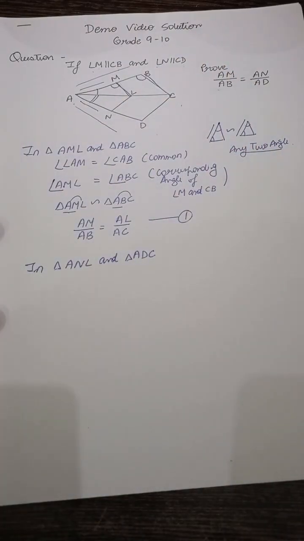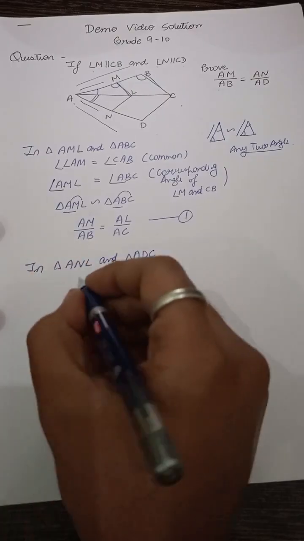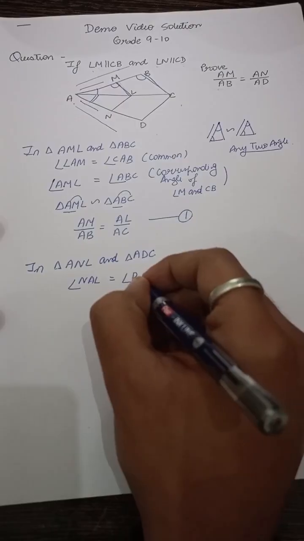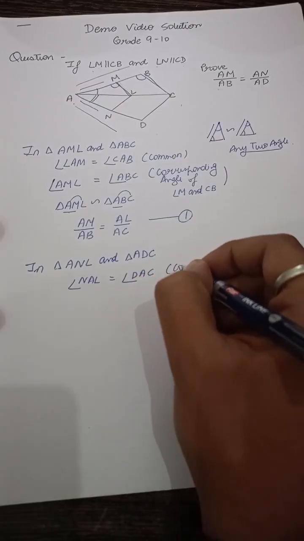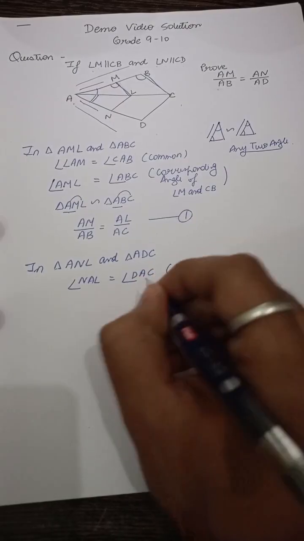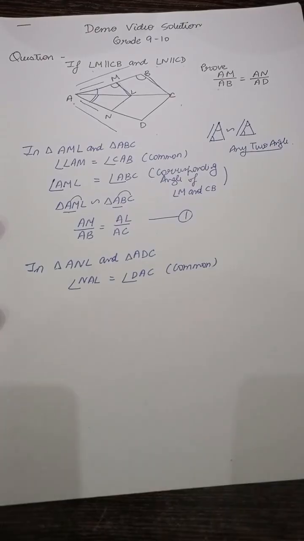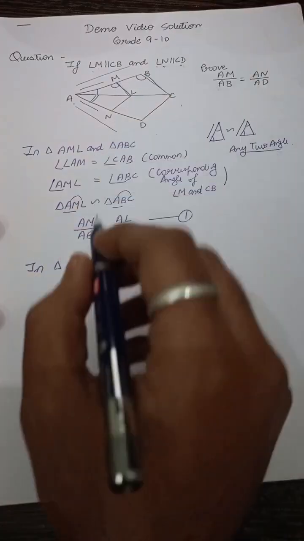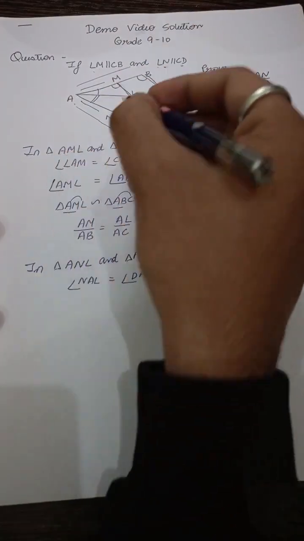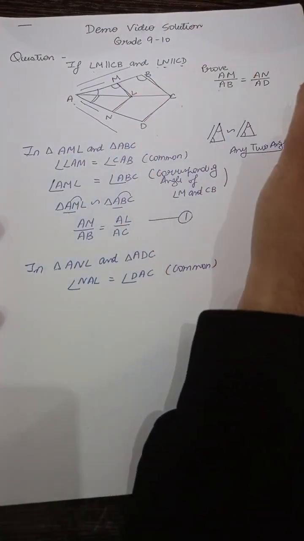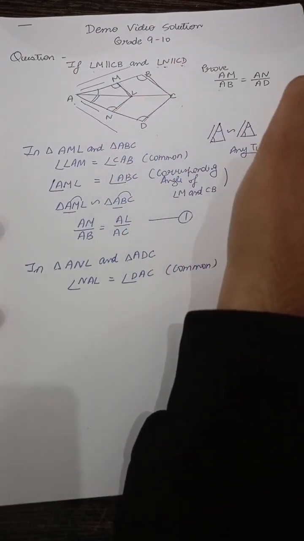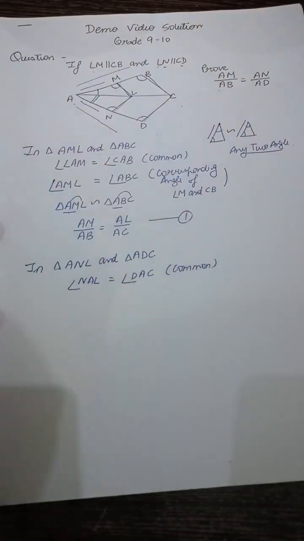Again, this angle is common in both the triangles ANL and ADC. Both triangles have this angle. So we write: angle NAL is equal to angle DAC, as they are the same and common between them. Now the second part, again we are using the given part. We have LN parallel to CD. If LN is parallel to CD, then these two angles are equal, as they are corresponding angles. Angle N and angle D are equal.